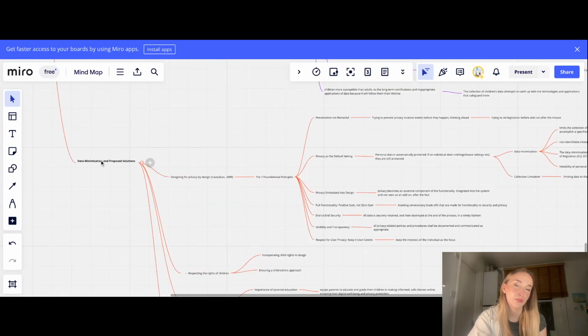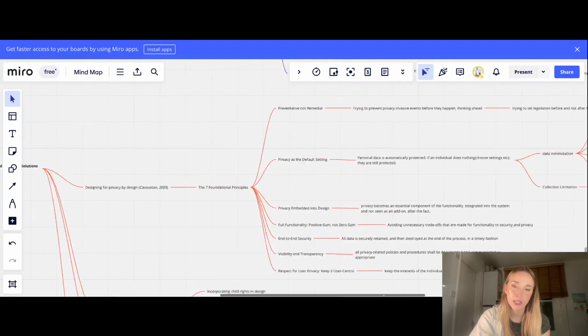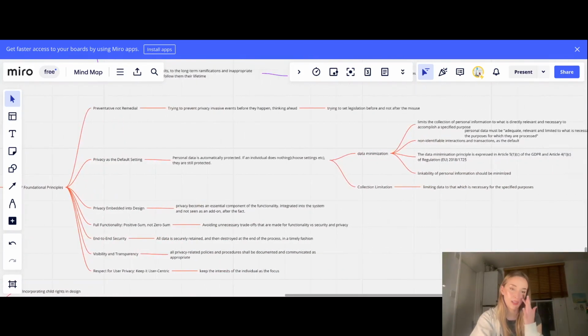So data minimization and proposed solutions. Privacy by Design by Cavoukian gives 7 foundational principles that we're going to look into now to avoid negative utilization of data. So preventative, not remedial. As we mentioned earlier, trying to prevent privacy invasive events before they actually happen. So thinking ahead and implementing legislation and safeguarding ahead of the issue, and trying to set legislation before and not after the misuse.